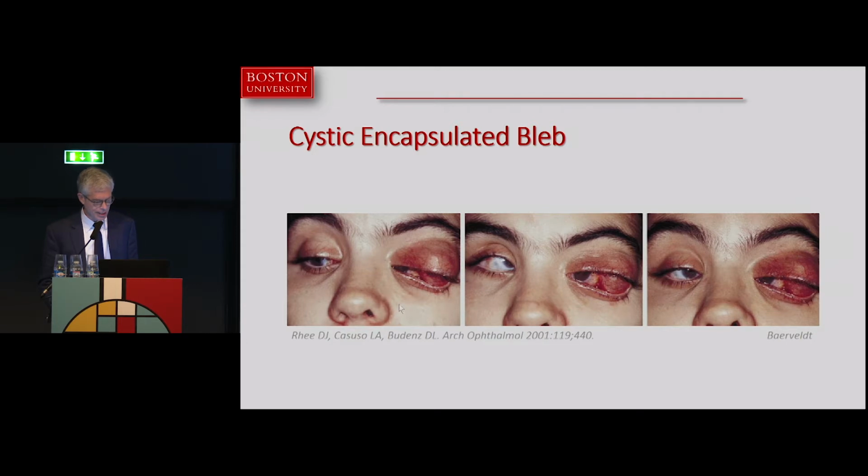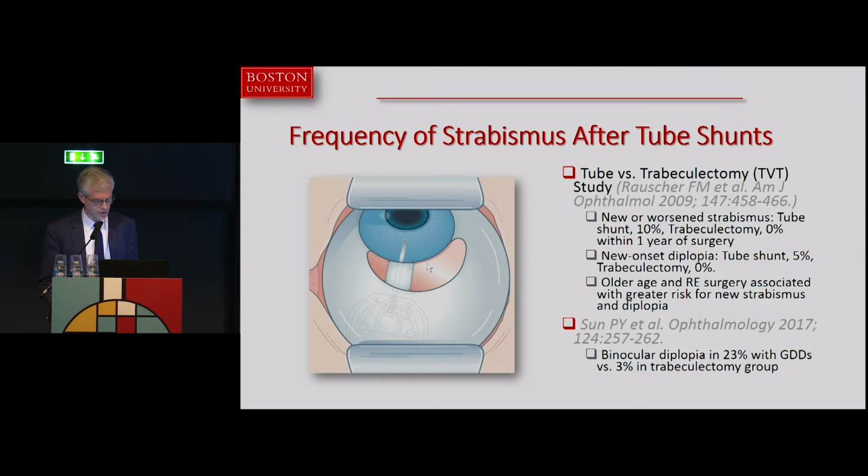Well, here's an exaggerated case of what I'm talking about. Here's a large cystic bleb of a patient who had a superior temporal quadrant implant, and this huge cystic bleb has created this restrictive, almost paretic restrictive esotropia in this very unfortunate patient.